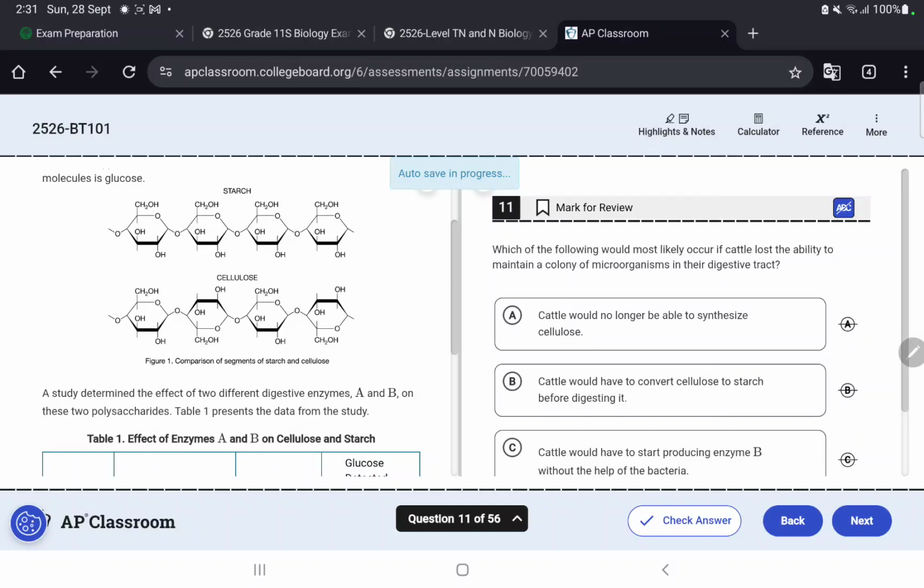And in cellulose, obviously each glucose is flipped over. So as you can see here, look at the position of that. It went down, then it went up, then it went down. So it's flipping.